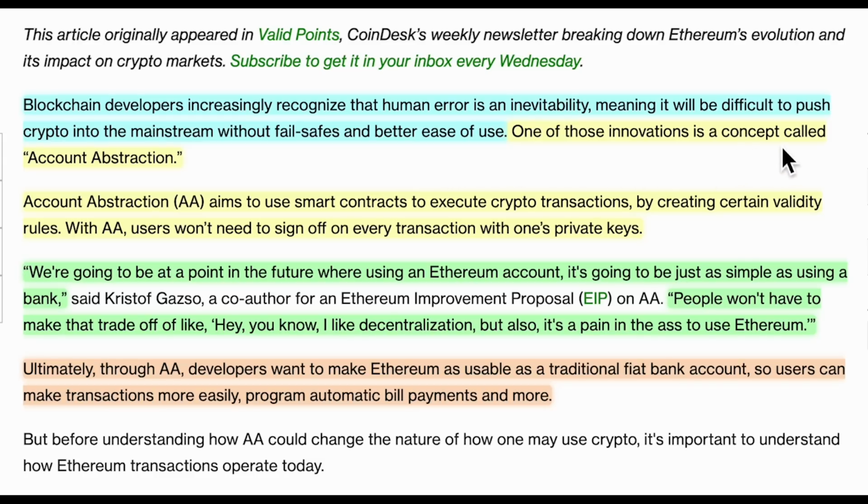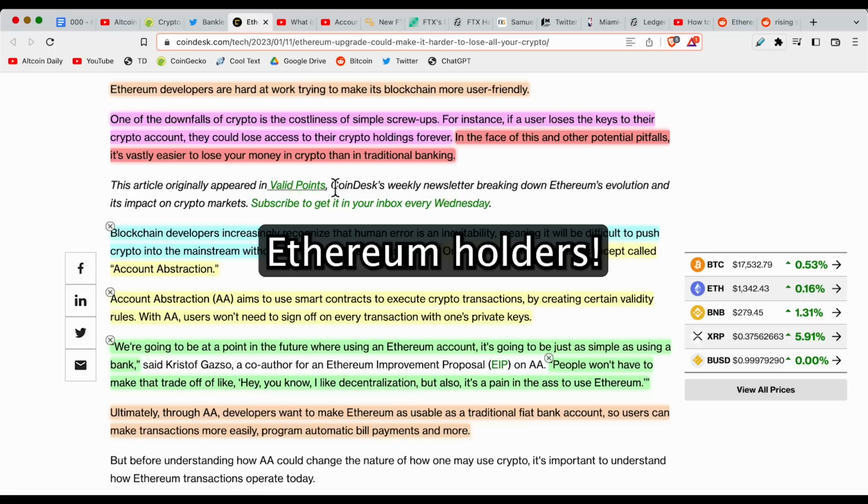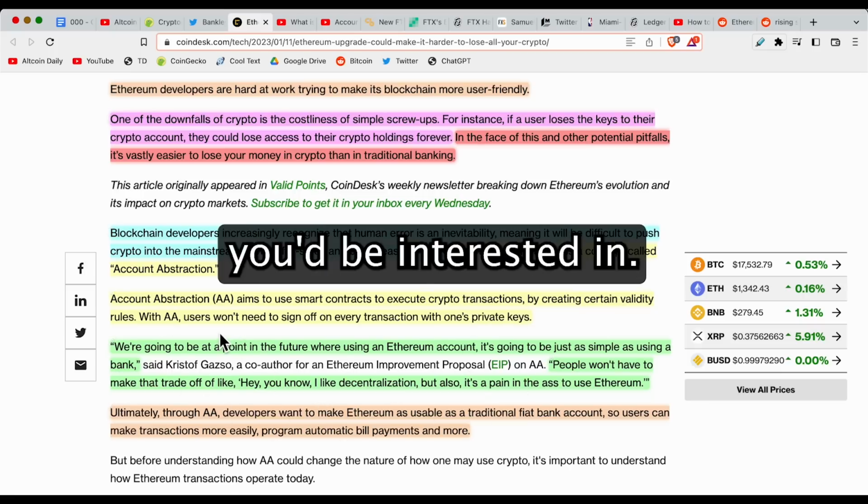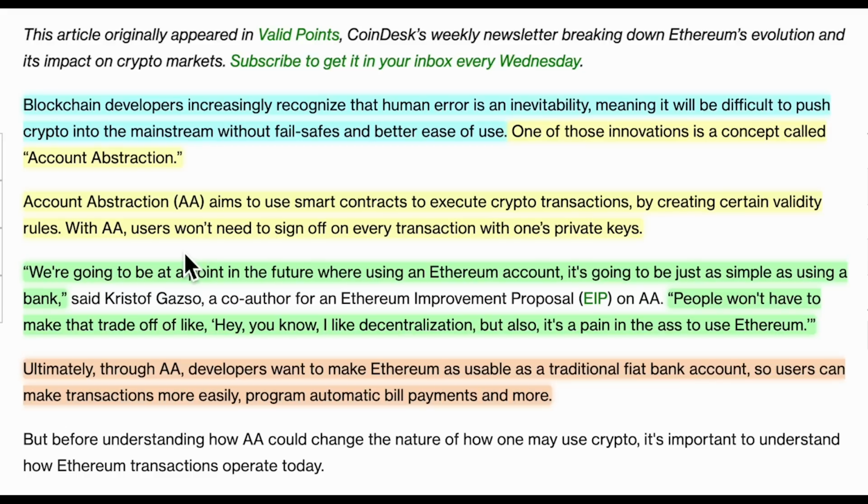One of these innovations is a concept called account abstraction. Ethereum holders, you tell me if this is something you'd be interested in. Account abstraction, AA, aims to use smart contracts to execute crypto transactions by creating certain validity rules. With AA, users won't need to sign off on every transaction with one's private keys. Quote, "We're going to be at the point in the future where using an Ethereum account, it's going to be just as simple as using a bank." This is according to Christoph Gazo, a co-author for an Ethereum improvement proposal on account abstraction.